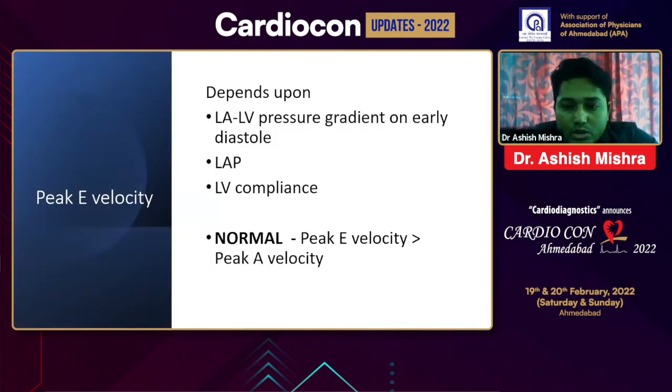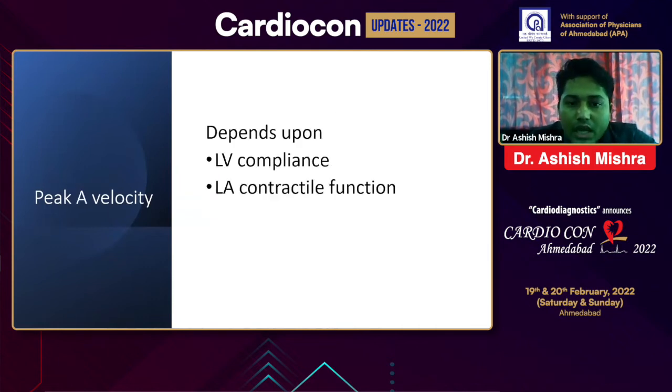So we should also know the variables which affect the peak E and A velocity. Peak E velocity depends upon the LA-LV pressure gradient in early diastole, LA pressure, and the LV compliance. Typically, peak E velocity is more than the peak A velocity in normal subjects. Peak A velocity depends upon the LV compliance and LA contractile function.